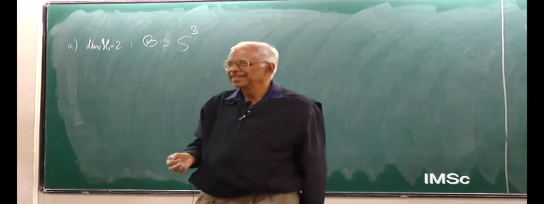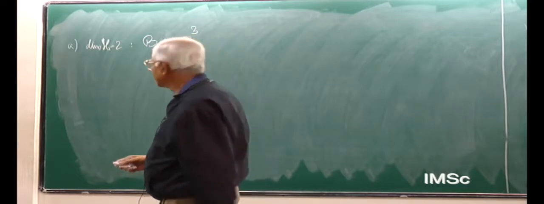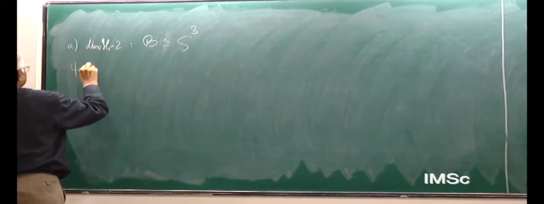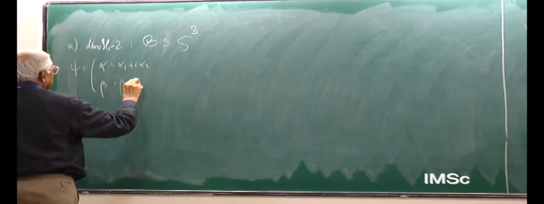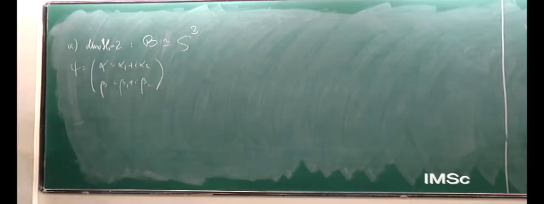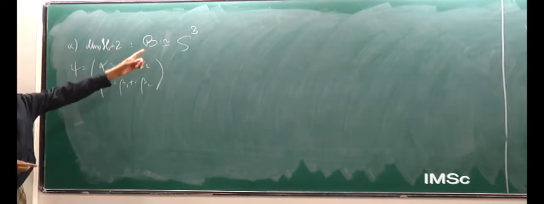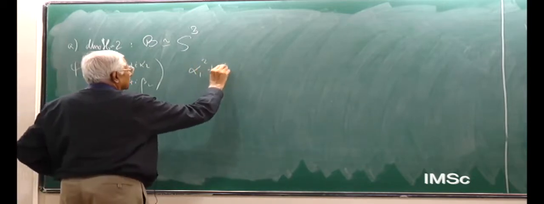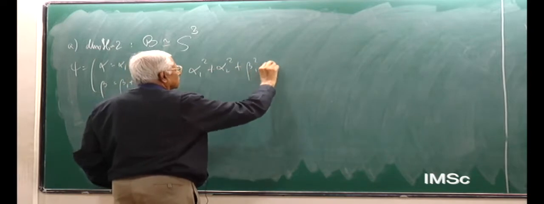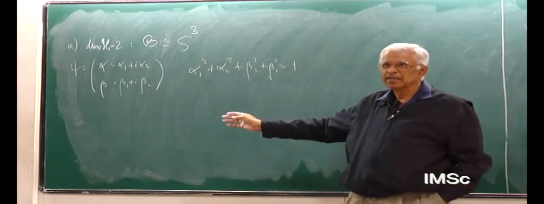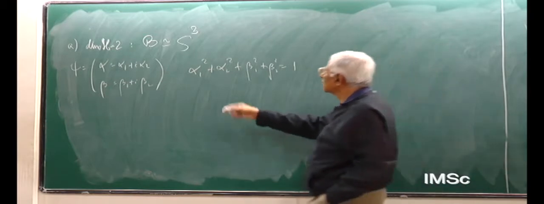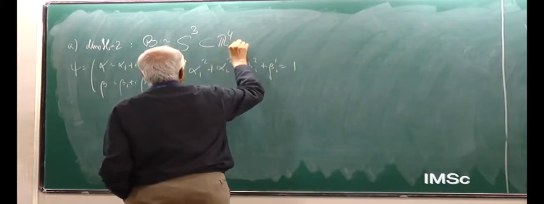Can you write the thing down? Alpha and beta are complex numbers for this two-dimensional Hilbert space. Alpha 1 is the real part, alpha 2 is the imaginary part, etc. And how do you get a point here? You have to put a condition on 4 real variables, in R4. So, correct. Let us, in fact, write it like that.